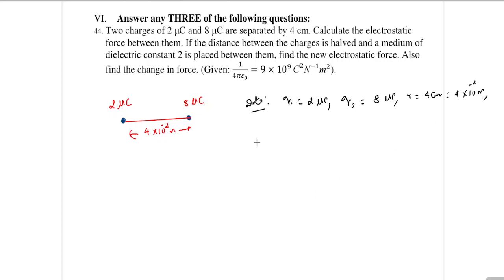The first part. Second part, the distance is halved, so we'll call it R dash. The distance is R by 2, that will be 2 centimeter, which is 2 into 10 power minus 2 meter, and also the dielectric constant, which is called epsilon r, or K, this is given as 2. So we need to find what is the new force.